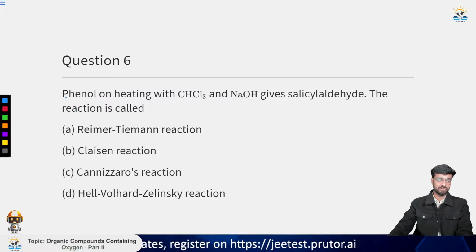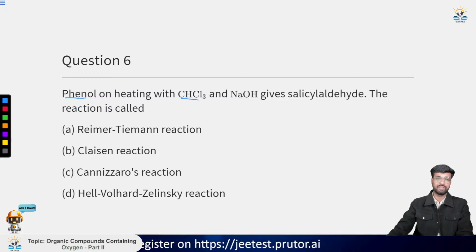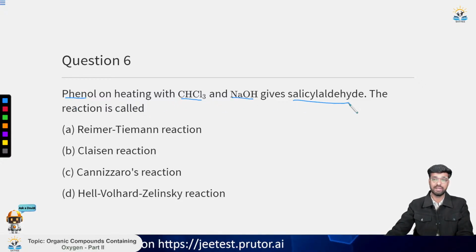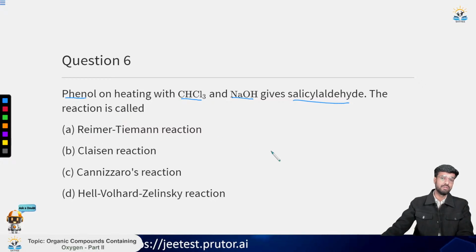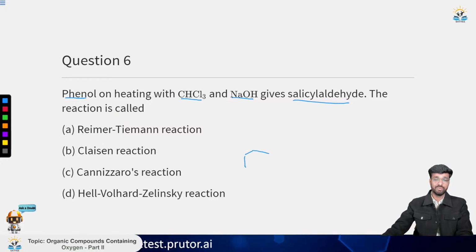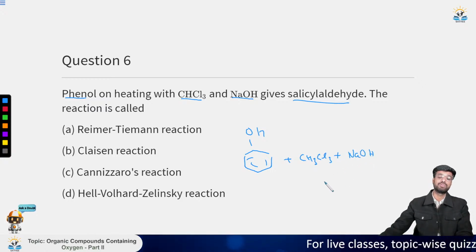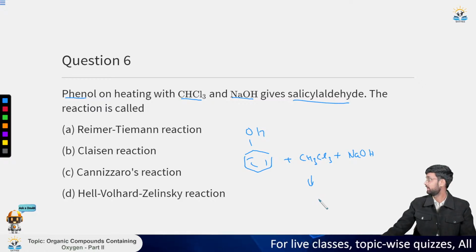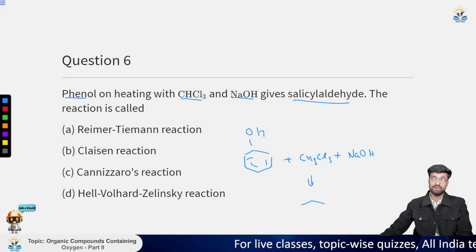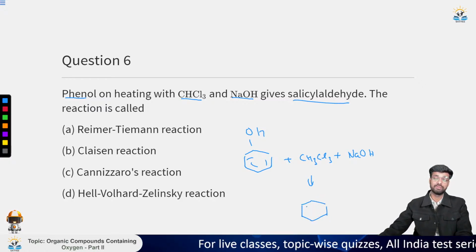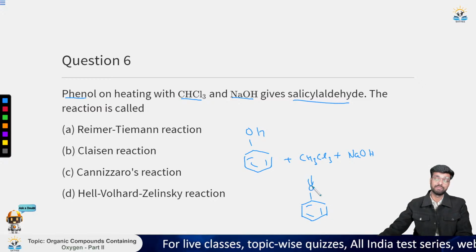So let us solve this question, that is, phenol on treatment with CHCl3 and NaOH gives salicylaldehyde. The reaction is called, so this is an example of the Reimer-Tiemann reaction. So what happens is that we take phenol and react it with CHCl3 and NaOH. I will not show you the mechanism here. Why? Because it involves carbene, and carbene is not included in your syllabus. So we will not be seeing the mechanism.